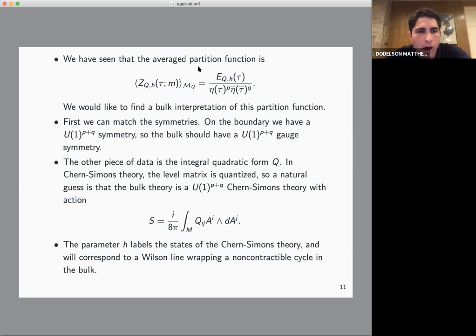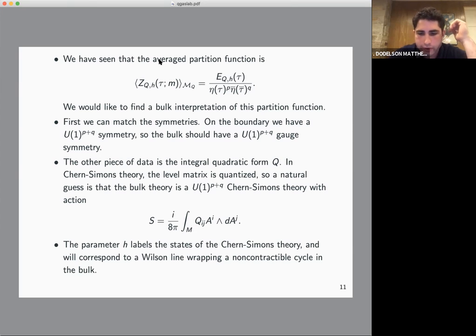So I showed before that the average partition function is equal to E over the eta functions, and we would like to find a bulk interpretation of this partition function. So first we can match the symmetries. On the boundary, we have a U(1)^(P+Q) symmetry, which is just shifts of the field. So the bulk should also have a U(1)^(P+Q) gauge symmetry.